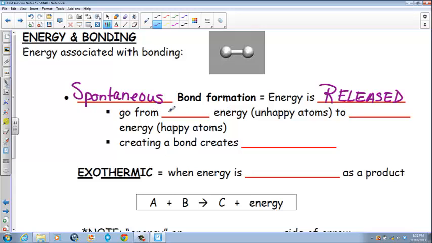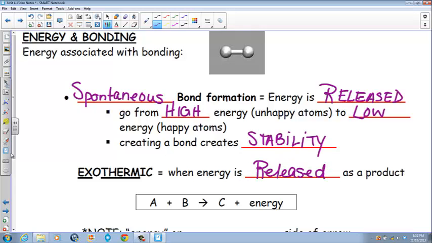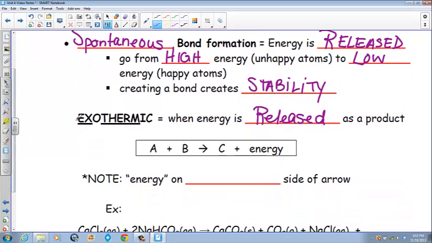So we go from high energy, unhappy atoms, to low energy, where they are happy. Creating a bond creates stability. And that's why we talk about that stable octet, stability. So exothermic, X means outside or to release, and therm would mean heat or temperature. So when energy is released as a product, then we are talking about an exothermic reaction.